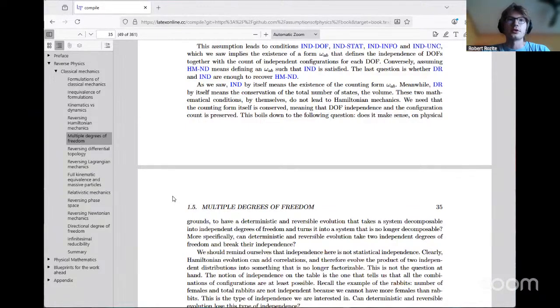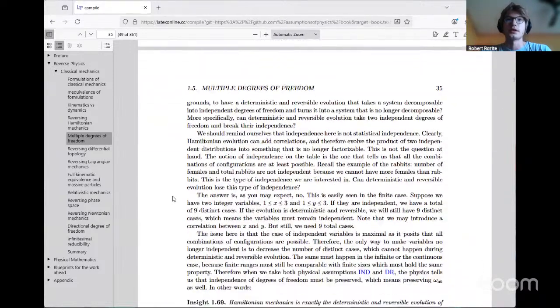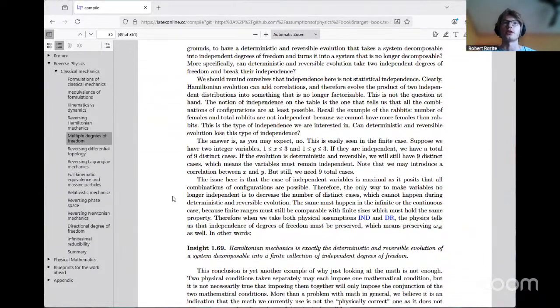These two mathematical conditions by themselves do not lead to Hamiltonian mechanics. We need that the counting form itself is conserved, meaning that the DOF independence and the configuration count are preserved. This boils down to the following question. Does it make sense on physical grounds to have a deterministic and reversible evolution that takes a system decomposable into independent degrees of freedom and turns it into a system that is no longer decomposable? More specifically, can deterministic and reversible evolution take two independent degrees of freedom and break their independence?